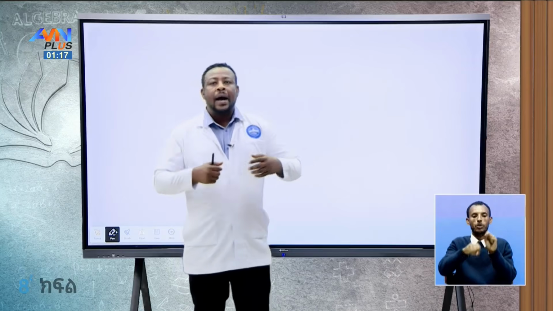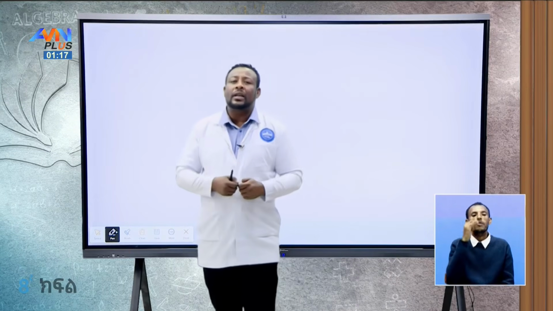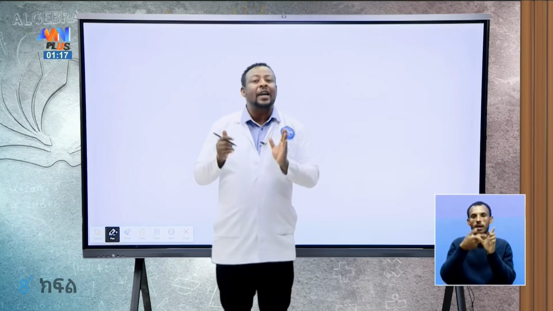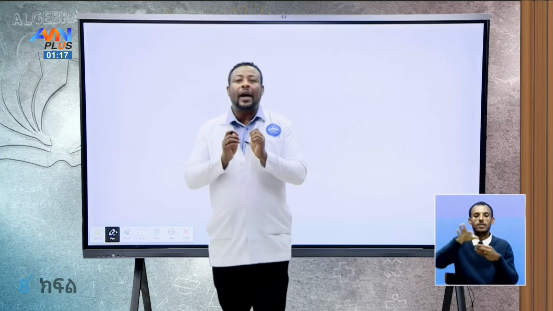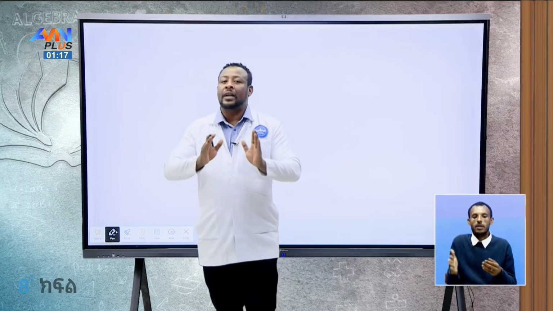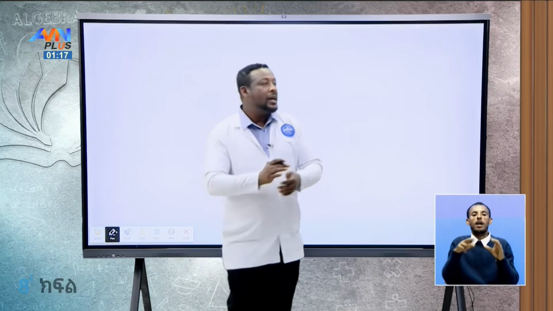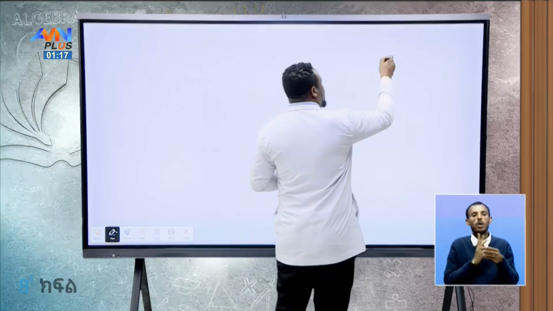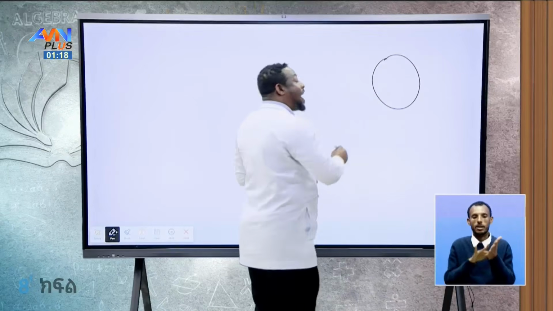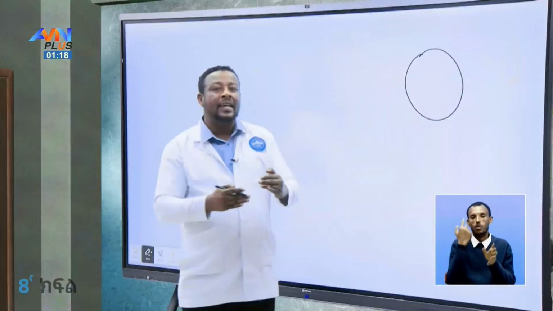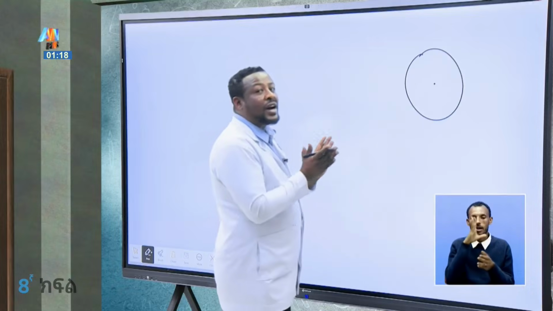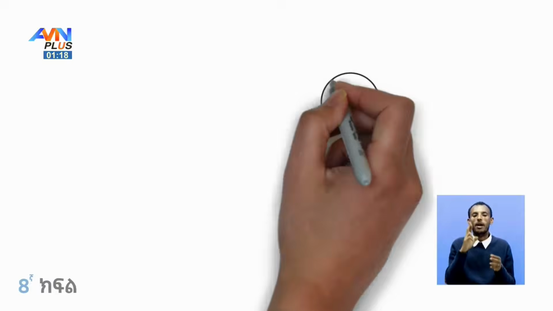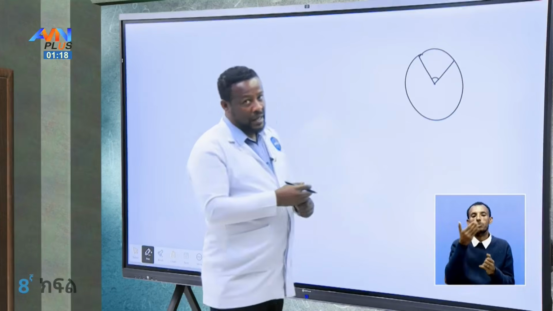So if you remember, a central angle is an angle whose vertex is on the circle and the sides are the radii of the circle, okay? So we defined a central angle as an angle whose vertex is at the center and the sides are the radii, okay? So this can be a good example of a central angle.